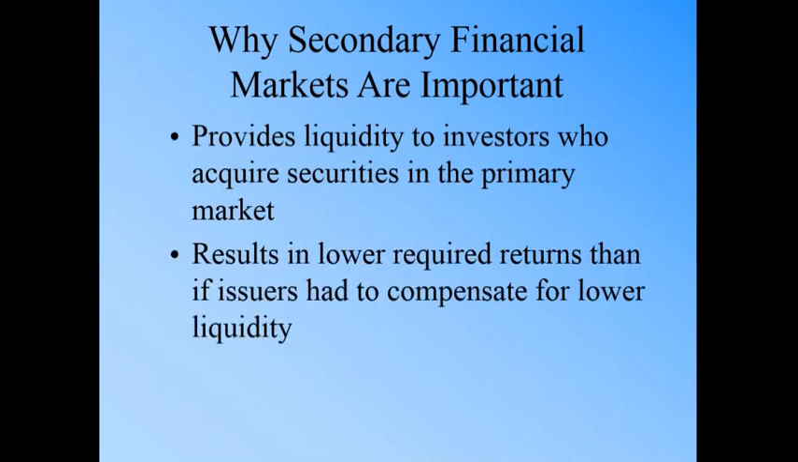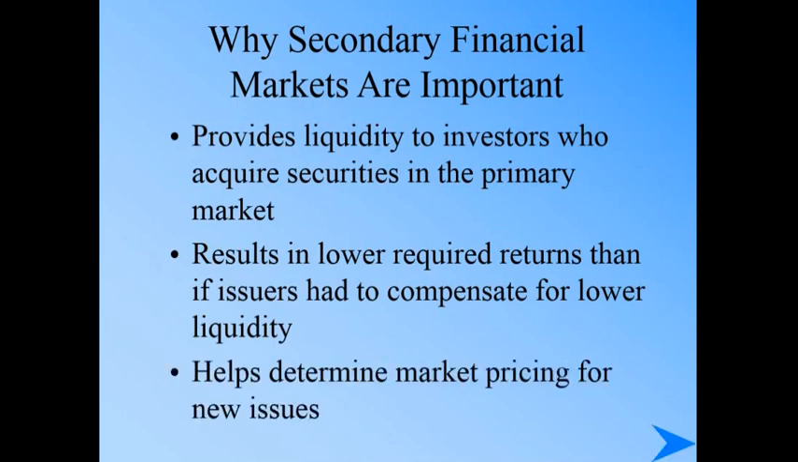Now this liquidity results in lower required returns than if issuers had to compensate for lower liquidity. So if there is no liquidity for the securities in the form of a secondary market, the investor will not pay a good price or a high price in the primary market, because illiquidity has its own cost. So the liquidity of the secondary market actually reduces the cost for the investor, therefore the required rate of return reduces and it becomes easy to purchase these securities in the primary market.